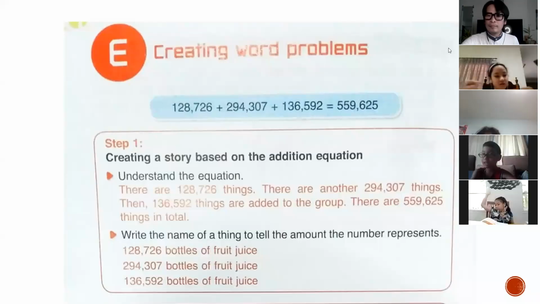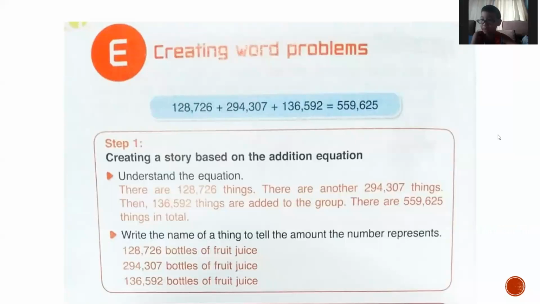Are added to the bucket. There are 559,625 things in total. Write the name of a thing to tell the amount the number represents.